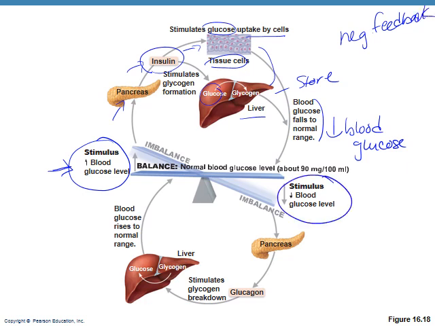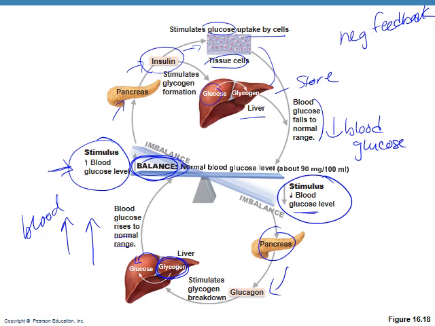So what happens if your blood glucose falls too low? Your pancreas is going to release glucagon. You have low glucose. What can we do about it? Well, we can tell the liver to break down the glycogen into glucose. When the liver breaks down glycogen into glucose, guess what happens to your blood glucose level? It goes back up. So this is a balancing act between insulin and glucagon to make sure that you have the correct, or the normal, amount of blood glucose.